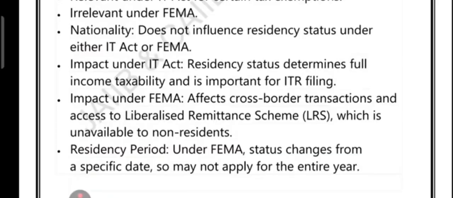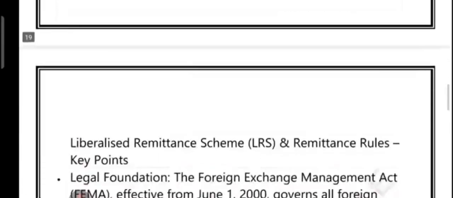So under FEMA, your residential status changes from a specific date, not for the entire year. Remember it, very, very important.